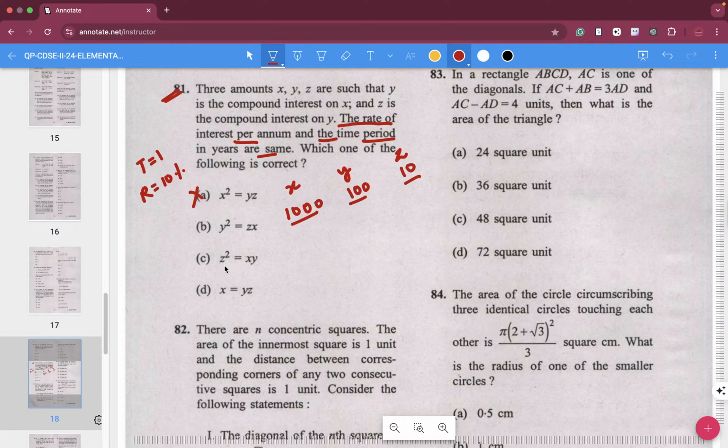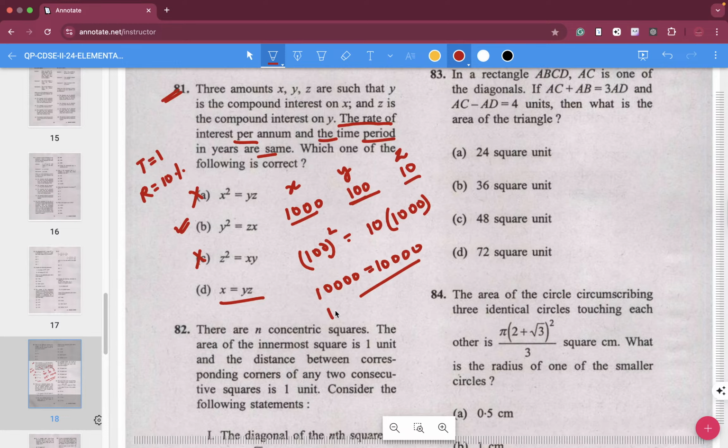How about this one? Z square will be 100, so obviously this one is not going to be the correct answer. Now y square is equal to zx: y value is 100, so y square is equal to z into x, and the x value is this. So option B is probable. But if you look at D also, x, meaning 1000, is equal to y into z. So x is equal to y into z is also one of the options.